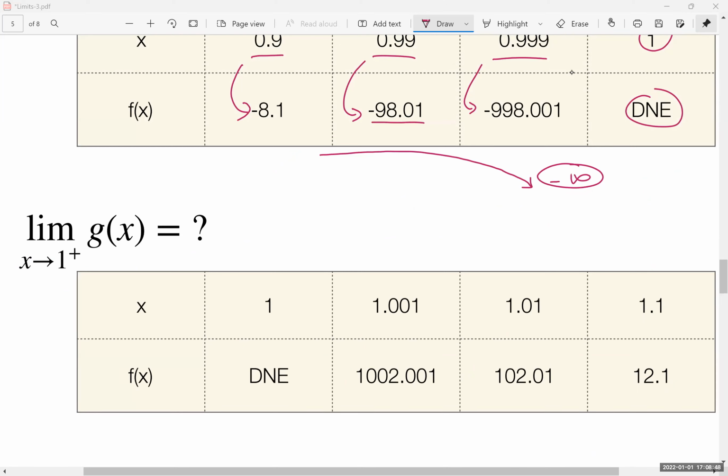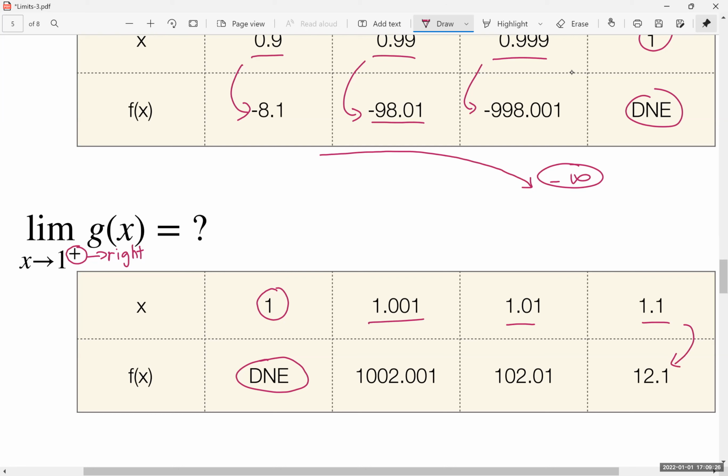Now, how about the limit of g of x when x goes to 1 from the right side? Again, we want to create a table of values. We start with 1. We know that g of 1 is undefined. And then we find some values of x on the right side of 1. So 1.1 is pretty close to 1. We want to go a little closer, 1.01, and closer, 1.001. And then we find the function value g of x.